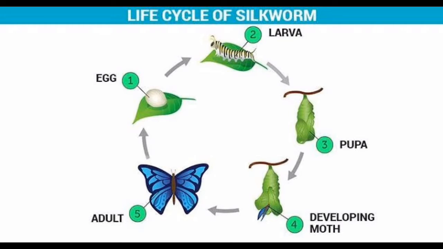So we were going through our lesson 11, fiber to fabric, and today we are going to learn about the life cycle of silkworm. Children, for obtaining silk, silkworms are reared and this is known as sericulture. The life cycle of all the species of silkworm is completed in 4 stages. You can see in this picture. Let me explain in detail.